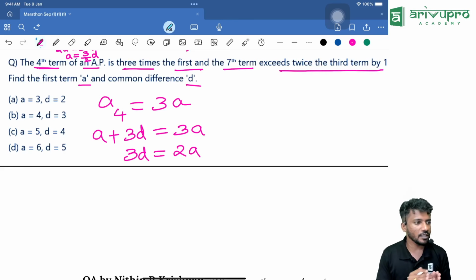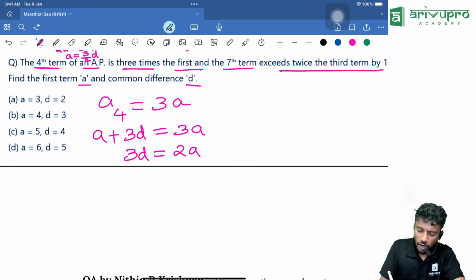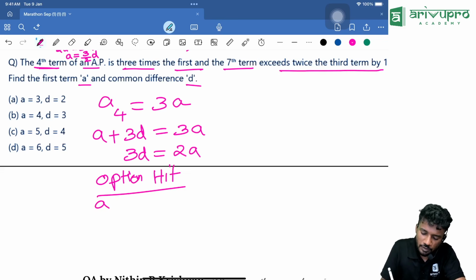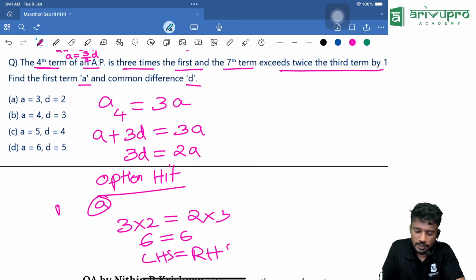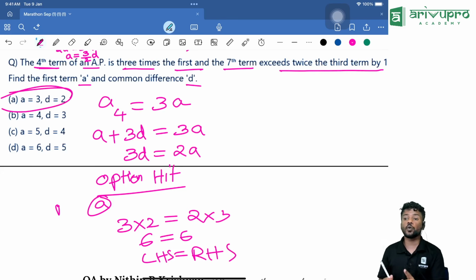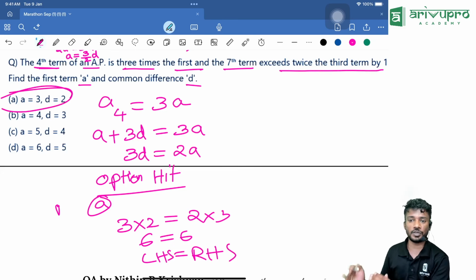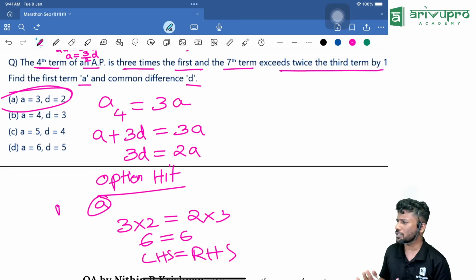We don't even need to read everything. Which option? Option hit using A. That means option A. That means 3 into 2 is equal to 2 into 3. That means 6 is equal to 6. LHS is equal to RHS. That means option A is the answer. Now, if any other option is also giving you the same answer, we need to consider the second equation. Otherwise, we don't need to do the second equation.